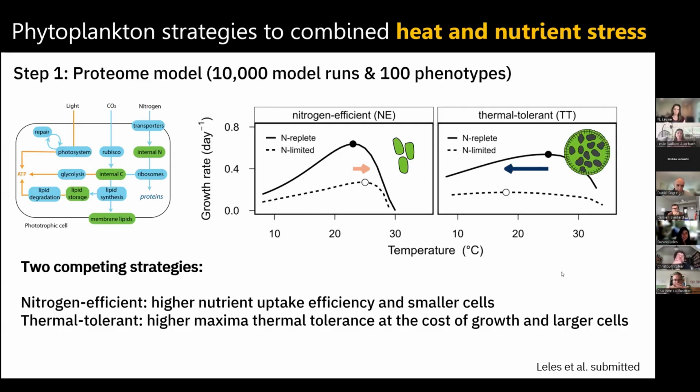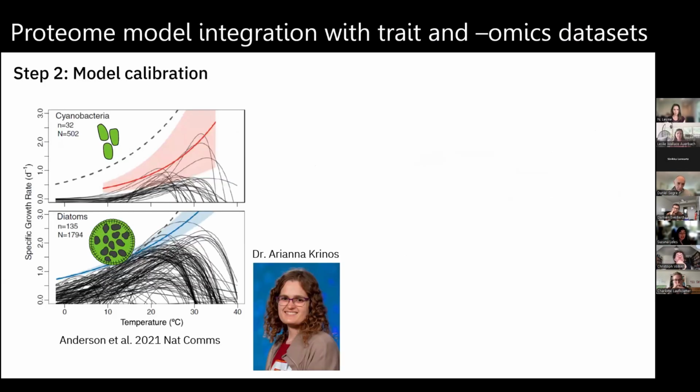So we can relate these two competing strategies to the two phytoplankton functional types that we were talking about before. Cyanobacteria are optimized for nitrogen uptake, while larger eukaryotes, such as diatoms, do better at mitigating heat stress. What we did next was to actually calibrate our model for these different types.